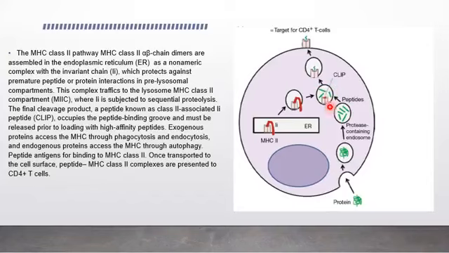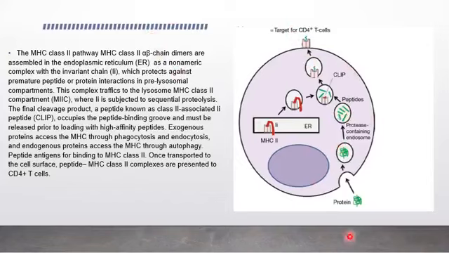Then the peptide fragment displaces the CLIP and binds to the peptide binding groove, and then it is transported to the cell surface and displayed on the MHC class 2. The CD4 T cells can recognize these peptide fragments expressed on the MHC class 2, and the co-receptor of the T cell will bind to the MHC class 2.